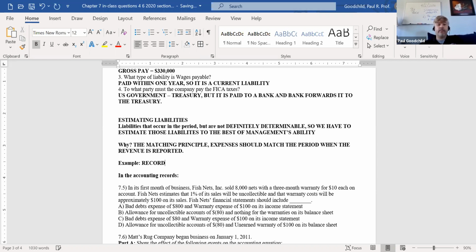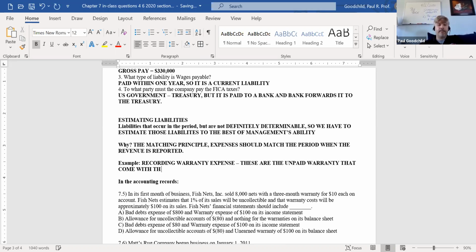All right, and so in the example, the main one in the text is recording warranty expense. These are the unpaid warranties that come with the product. And so in our accounting records, we record the sale, cost of goods sold, and the warranty liability and expense.